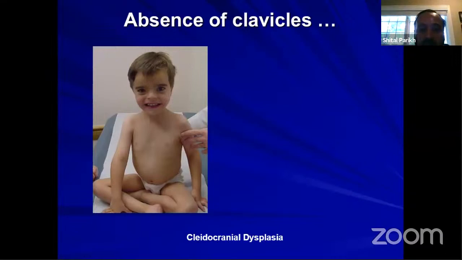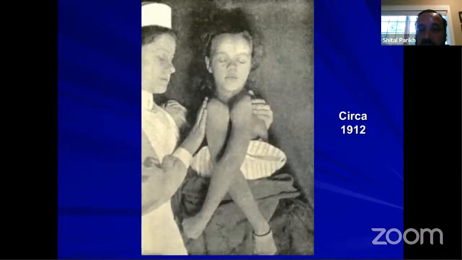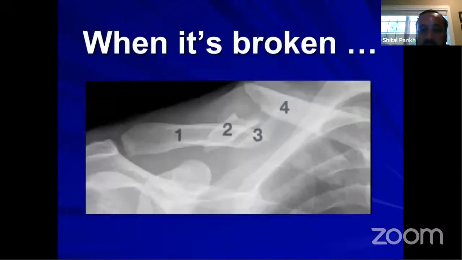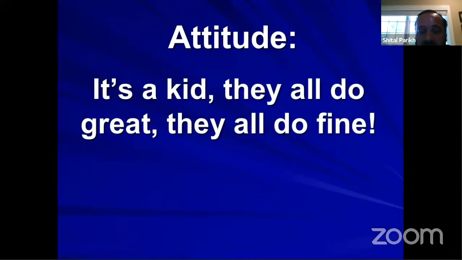We all know about absence of clavicles, which is cleidocranial dysplasia. We have seen patients like this, and they typically do not need any treatment, but you should be aware of the pathology. Whenever the clavicle is fractured, there could be more than 2 fragments. If there is comminution, it becomes a little difficult to treat surgically. You need to be aware of the fragment which is vertical, also known as the kickstand fragment. We all think that it's a kid, they all do great and they all do fine.